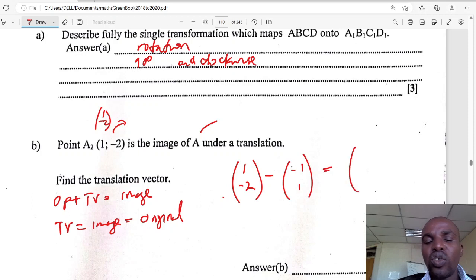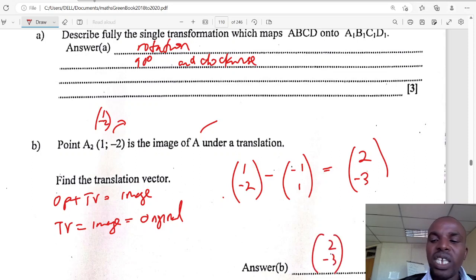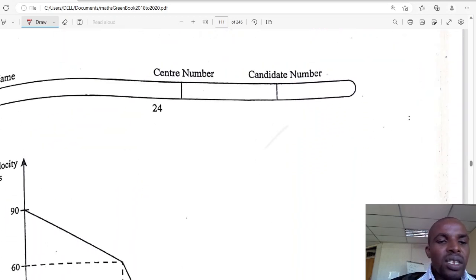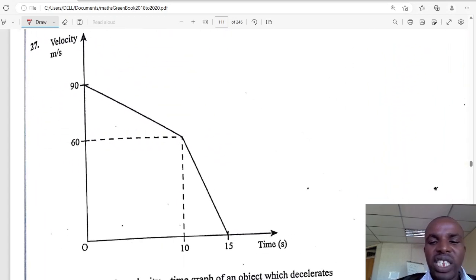So 1 minus -1 is 2. Minus 2 minus 1 is minus 3. So this will be (2, -3). That will be our translation vector. Right. Then next question, number 27.